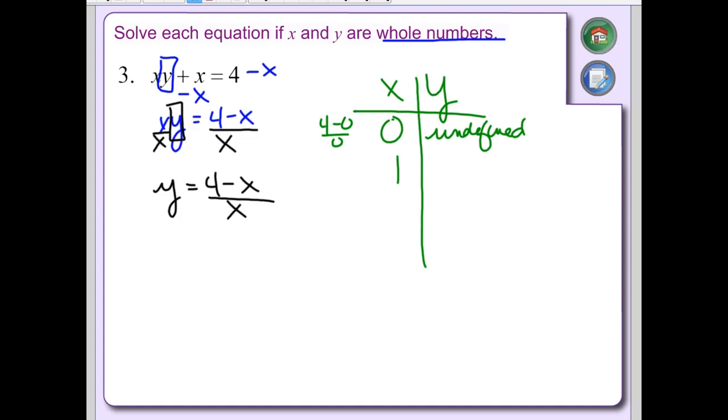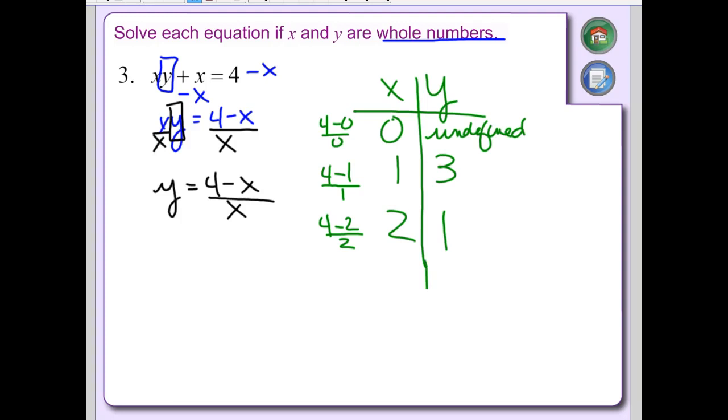We're going to try a 1. So we've got 4 minus 1 over 1. Well, what's that give us? Yeah, that gives us 3. Both of those are whole numbers, so that's a solution. Let's go ahead and try 2. Well, if we try 2, we've got 4 minus 2 over 2. Well, is that going to work? Yeah, we got 2 over 2, which is 1. So both of those are whole numbers.